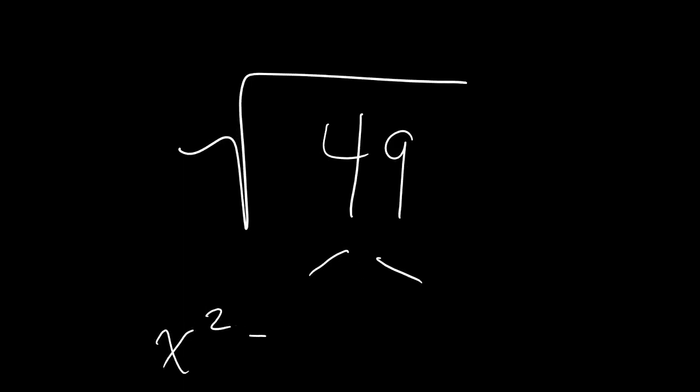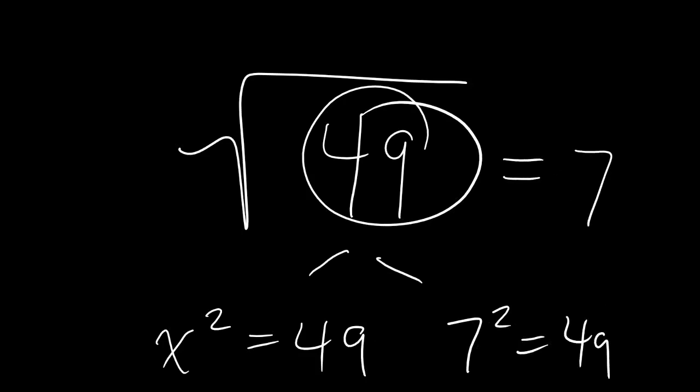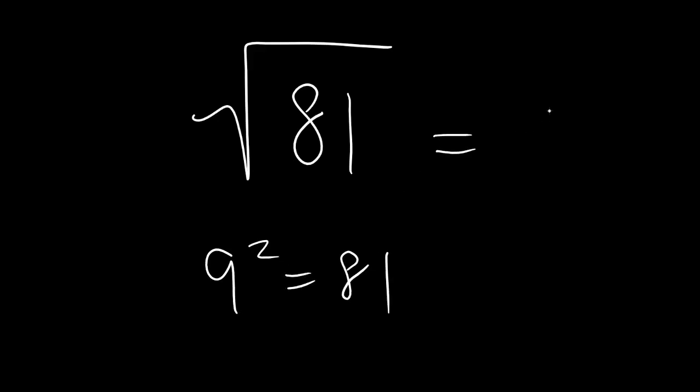So, for example, the square root of 49. The square root is just asking what number, when squared, equals 49. We should know that 7 squared is 49. So the square root of 49 is 7. Let's do another example. Square root of 81. What is the square root of 81? Pause the video and see if you can find it. Great, we know that 9 squared is 81. So the square root of 81 is 9.